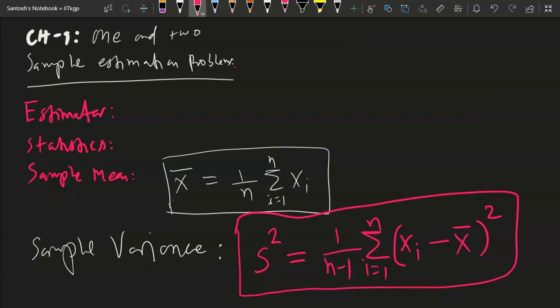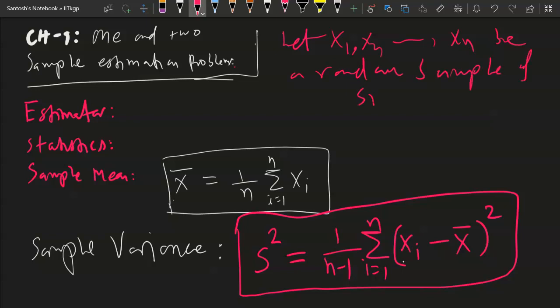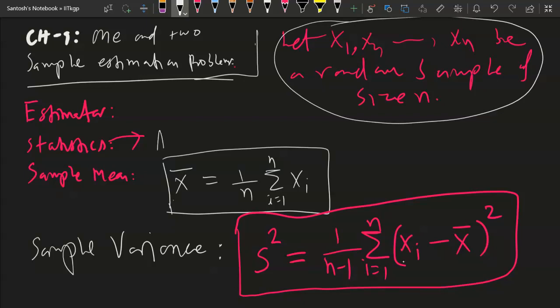Now I will come to the word statistics. Before that, suppose x1, x2, ..., xn be a random sample of size n. So we are talking about this. What is an estimator? We will see. First I will define statistics. In inference, I'm not defining the subject of statistics. I'm defining statistics in terms of a sample, for a sample. Statistics means a function of the sample.